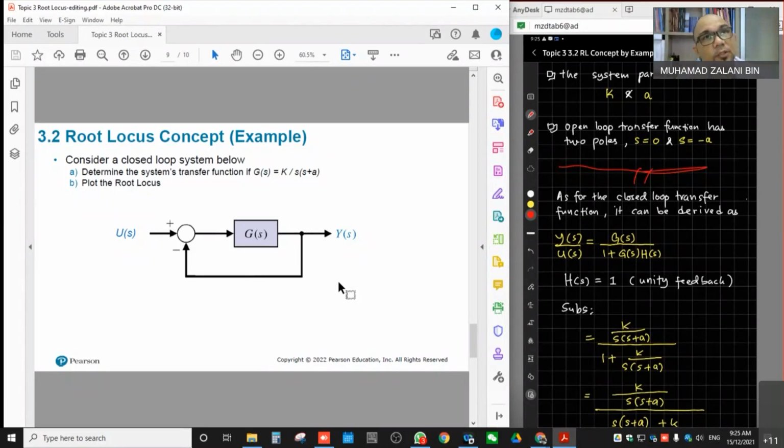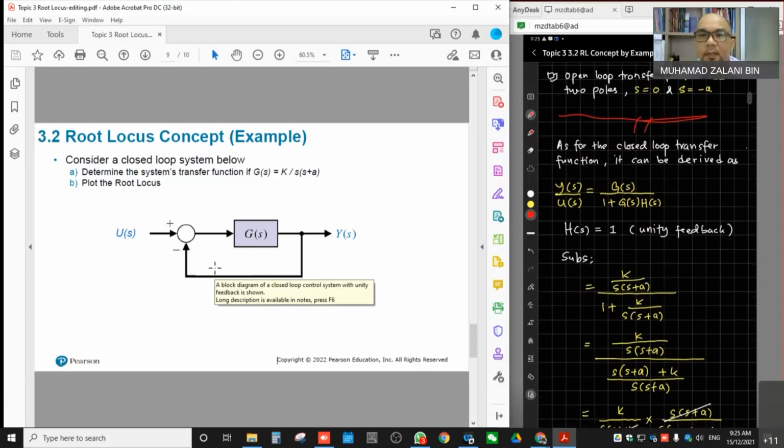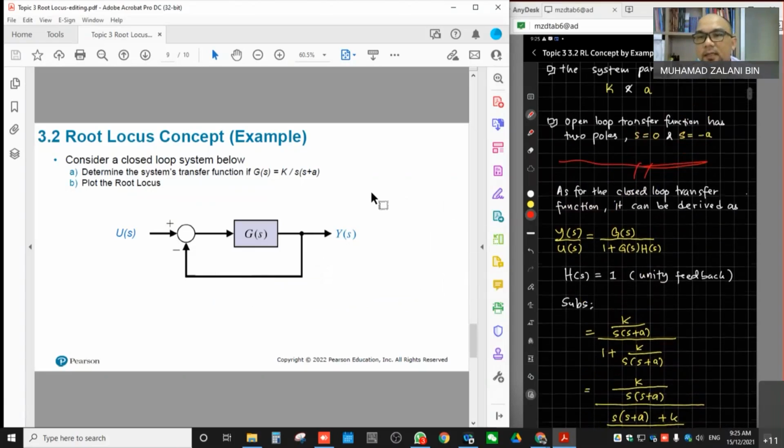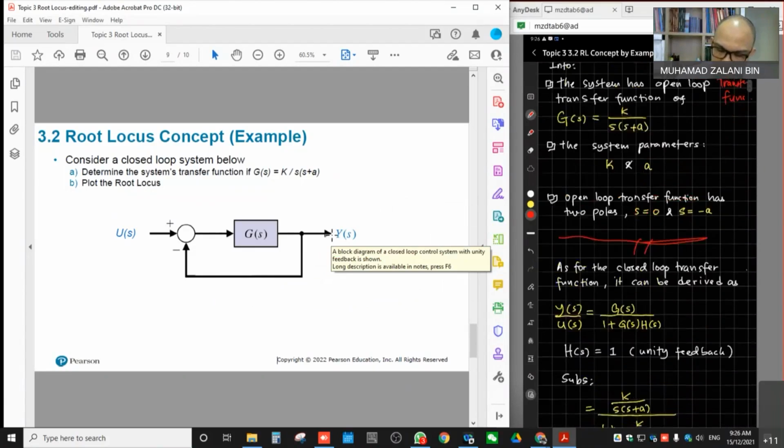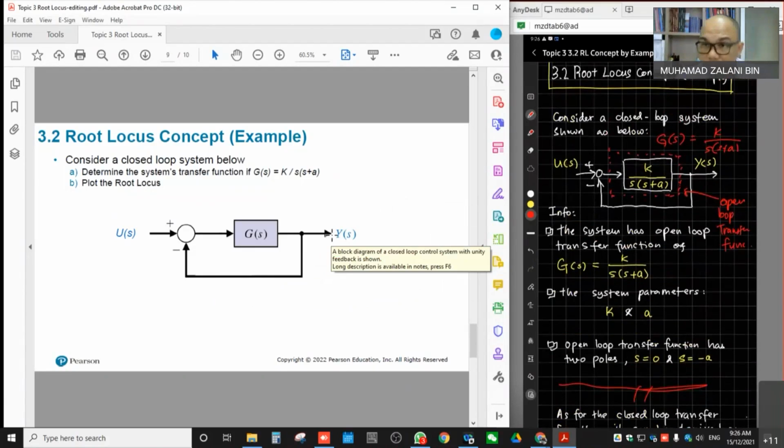Some of the books present about 11 rules, and some mention 10 rules. So there are many rules to follow when we want to sketch a root locus for the closed loop control system. But for this case, we try to make it simple. We are not going to follow the rules one by one for sketching, because this is just a simple example.